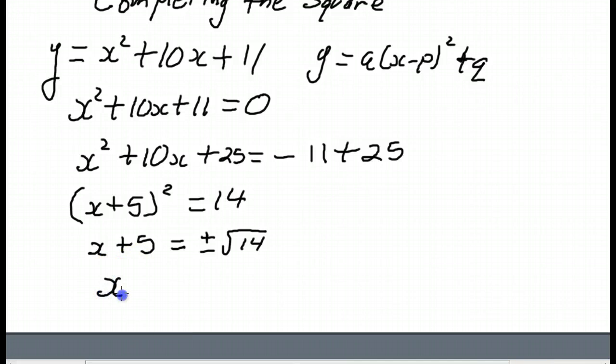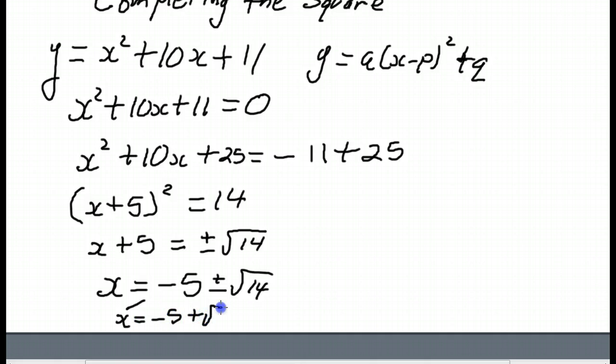And to finish it off, because we like exact values, x is negative 5 plus or minus root 14, which gives us two values. x is equal to negative 5 plus root 14, and x is equal to negative 5 minus root 14. And those are our two x-intercepts, right?